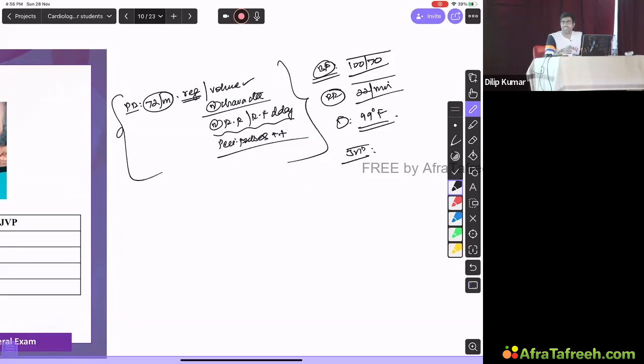JVP is not raised. So not raised means what? There is no JVP. JVP is normal. So what is normal JVP? What is the height of JVP? Below 9 is considered normal, I know. But what is your patient's JVP? You didn't measure it at all. You're saying 8 centimeter. Is there any abnormal waves? No abnormals. Everything is normal.